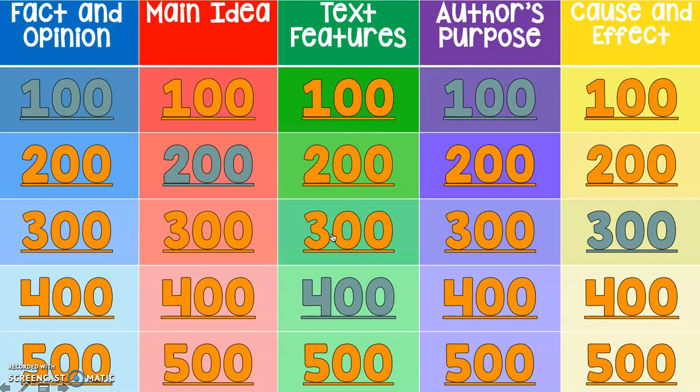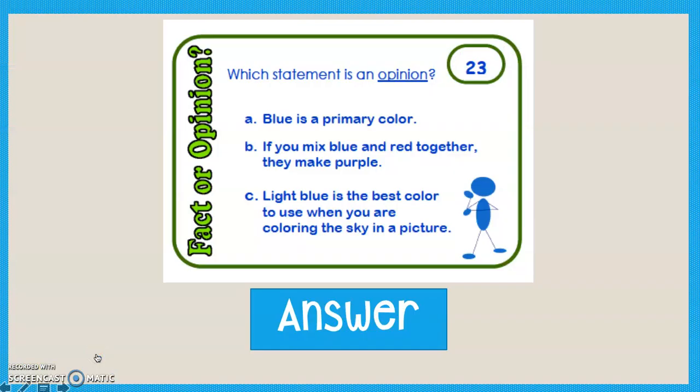All right, let's go for a 500. Fact and opinion 500. Which statement is an opinion? A, blue is a primary color. B, if you mix blue and red together, they make purple. C, light blue is the best color to use when you're coloring the sky in a picture. So A, B, or C, which statement is an opinion?